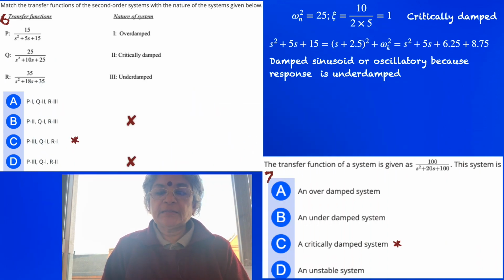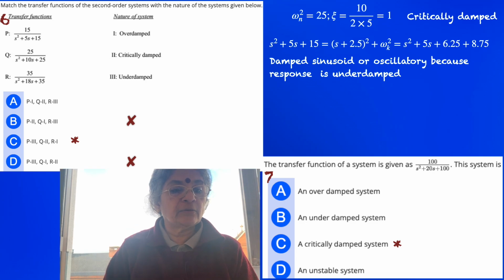Okay. Now we move to the seventh problem. The transfer function of a system is given as 100 divided by s square plus 20s plus 100. This system is, so we have 100, 20s, and we also have omega n square as 100, so omega n is 10, and 2 eta omega n is equal to 20. So in this case, 20 divided by 2 into 10 gives an eta value equal to 1. So it is a critically damped system, as given by option C.